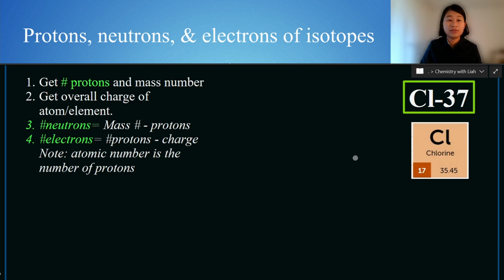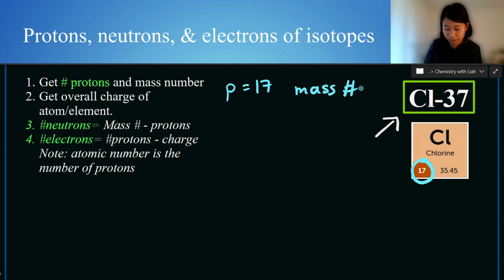On the left here, I have listed the steps to find protons, neutrons, and electrons of isotopes. Now, in this example, the mass number is given, and we have no given atomic number. But looking at the periodic table, we know that chlorine has 17 protons. And so we can say that protons is equal to 17, and the mass number is equal to 37.